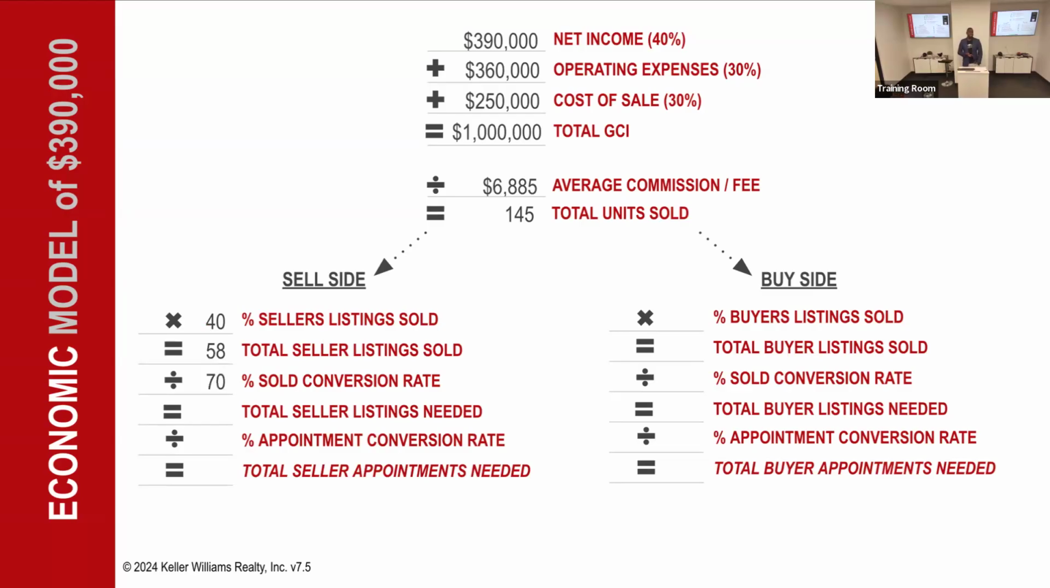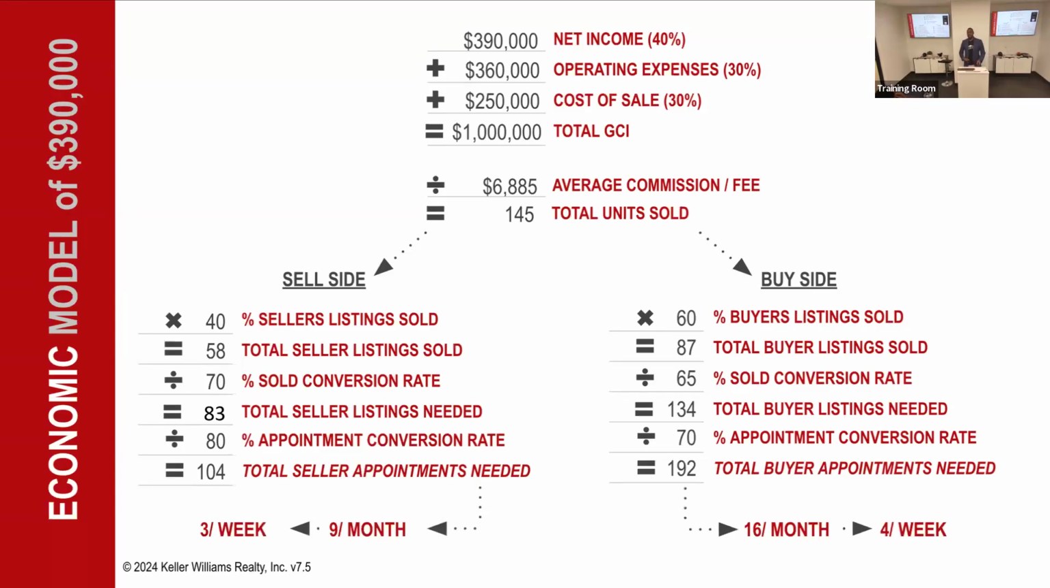58 listings sold. 70% conversion rate means I need 83 listings. 80% conversion rate means I only need 104 seller appointments. Not terrible. On the buy side, 60% buy means I need to do 87. 65% conversion rate, 134 buyer listings. So they're just talking about buyers when you see that word buyer listing. 70% conversion, 192 total appointments, 16 a month, 4 a week, or 3 a week on the sell side.